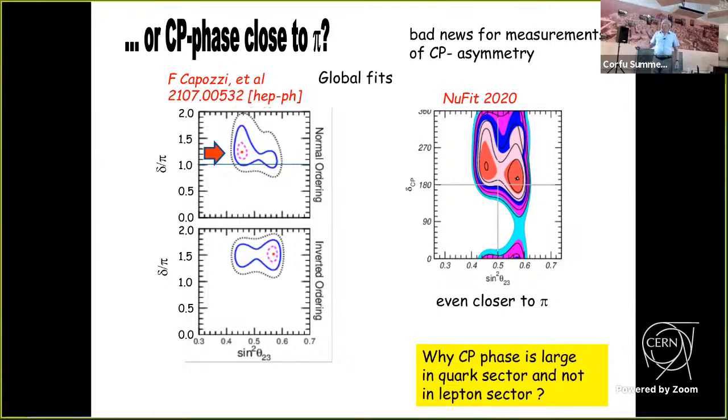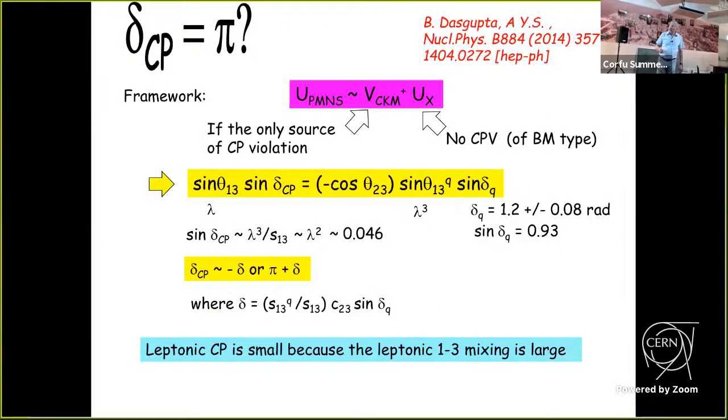Now the question is, suppose this is correct and the phase is very close to pi. So why do we have a difference? Why is the CP phase large in the quark sector and not in the lepton sector? And there's a quite old idea of how it may happen. So can CP be close to pi?